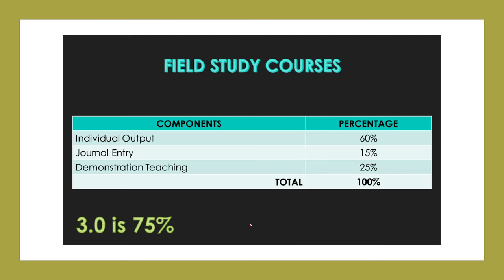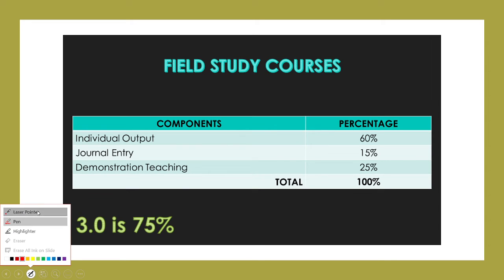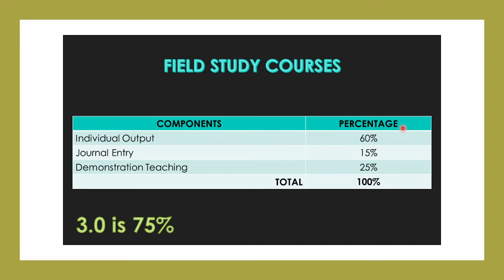Okay? And here is the components of your subject. Individual output, that is 60%. Journal entry, you have 15%. Demonstration teaching is 25%. So for the individual output, so of course we will be having I think 6 activities. I will present it to you later. Okay. So 60% yan. Please take note that the passing grade is 3 and that is equivalent to 75%.